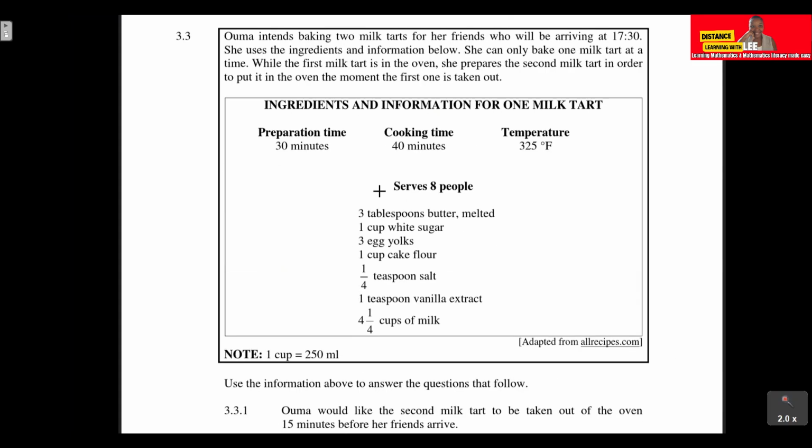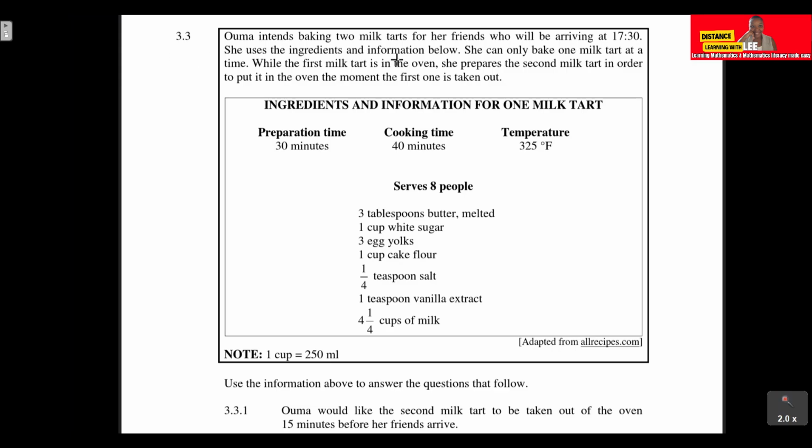And this is basically the last question, right? And I'll upload the next question, which is question 4, the next. Okay, so let's have a look at the next question. It says Oma, right? It had to be an Oma. Intends baking 2 milk tarts for her friends who will be arriving at 17:30. So the friends will be arriving at 5:30 in the afternoon. Guys, we already discussed this and we are having a look at our clocks, right?